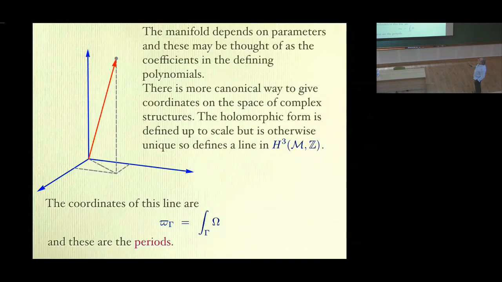And so the natural thing to do is to put coordinates onto this line, and we do that, if you like. One way of thinking of how you might do that is you choose a basis of homology cycles called gamma, and you consider the integrals of omega over these 3 cycles gamma. And that gives you pi gamma, these are the periods. So these are the functions that we want to think about.